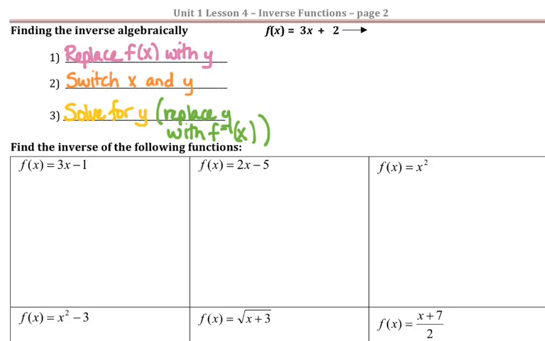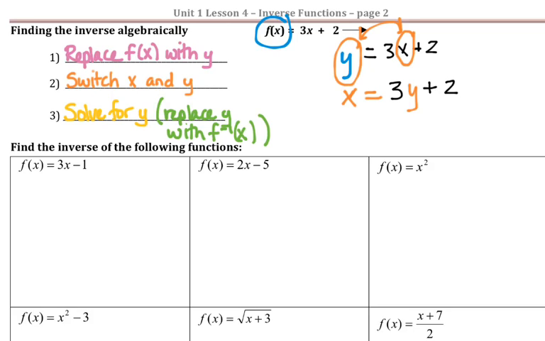So let's do that with this problem that we have in this blank space at the top, the 3x plus 2 there. First thing we're going to do is trade out the f of x with a y. So find your f of x, here it is. It's no longer an f of x, now it is a y. So we have y equals 3x plus 2. All right, so trade out the f of x with a y, switch the x and the y, and then we need to solve for y.